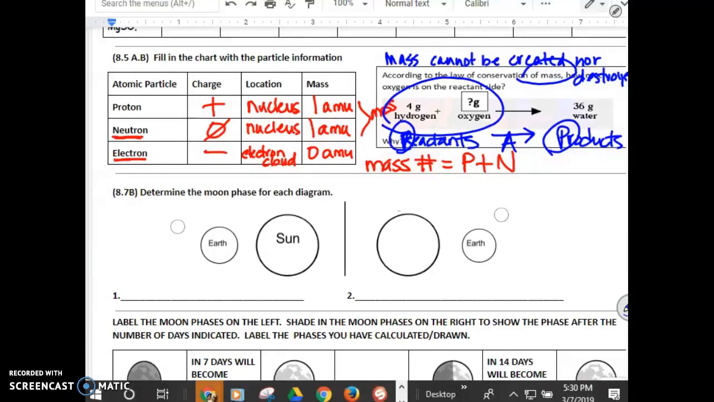So if we've got 4 grams of hydrogen here, and we don't know how many oxygens we have, but they have to equal 36 grams of water. So that tells me that I have 36 minus my 4, is going to be 32. So if I put 32 plus 4 equals 36, I'm golden. So I've got 32 grams of oxygen.